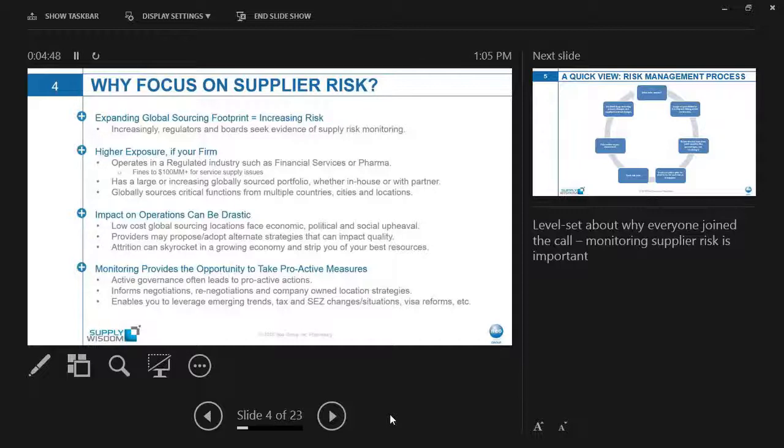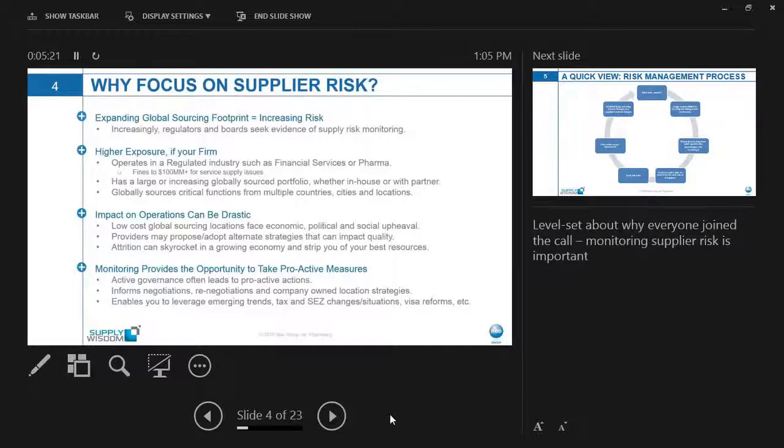So those low-cost locations that we were talking about, they can have a lot of issues, economic issues, they can have political issues, they can have natural disaster issues, right? Things like floods and typhoons and earthquakes and a lot of things that might cause your supplier to disrupt its service to you in one way or another, at least temporarily. So operations impact to you can be pretty serious. But monitoring really provides an opportunity to take proactive measures, and we're going to talk a lot about that actually.